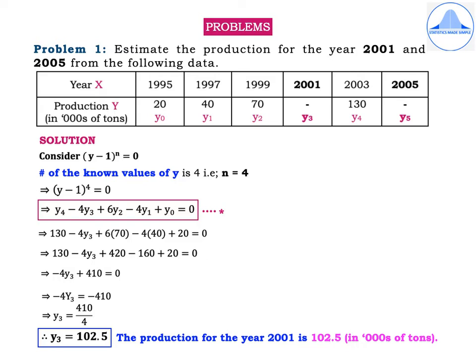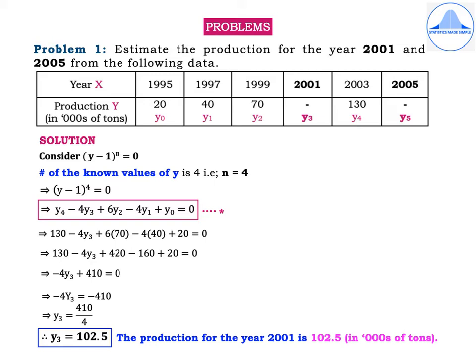The first step is to mark year as capital X and the production as capital Y. The values which X and Y take are denoted by alphabets in small letters. So the Y values are denoted by Y0, Y1, Y2, Y3, Y4 and Y5, and our aim is to find out Y3 and Y5.